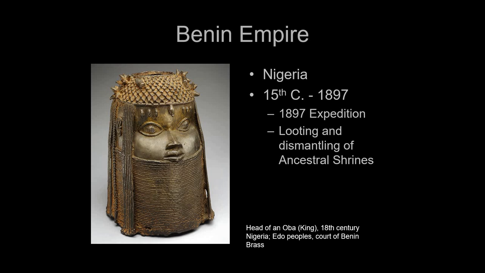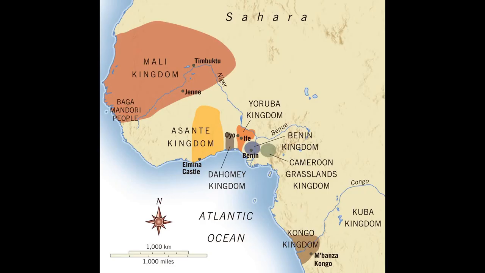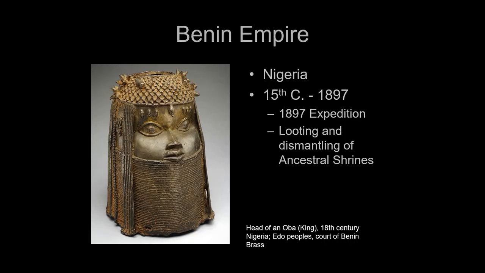Which brings us to the Benin Empire. So the Benin Empire was located again in the southern parts of modern-day Nigeria. There you can see it there. It's just a little bit north of the modern-day city of Lagos. And the Benin had a very strong trading empire that existed from the 15th century all the way up to the year 1897. In 1897, we have one of the great atrocities of Western colonialism, and that is the 1897 expedition.